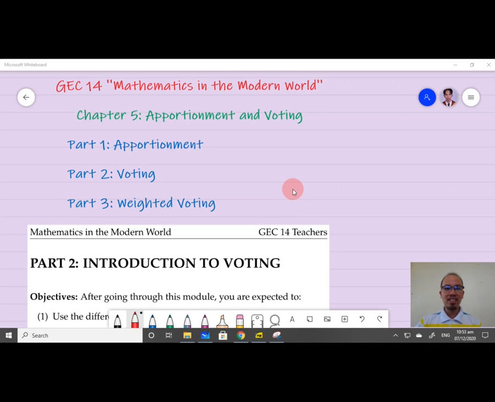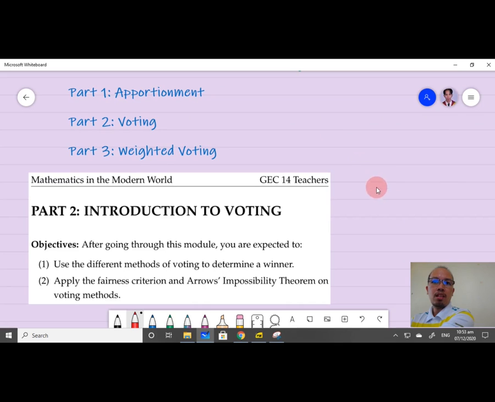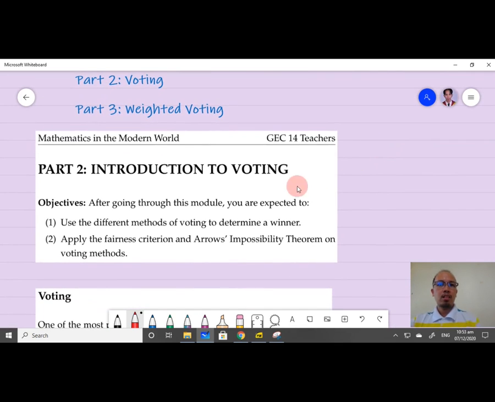Hello everyone, in this lecture video we will be discussing part 2 of chapter 5, entitled apportionment and voting, as you can see here. So this is part 2. For the objectives of this lecture, the students are expected to determine the different methods of voting to determine a winner.